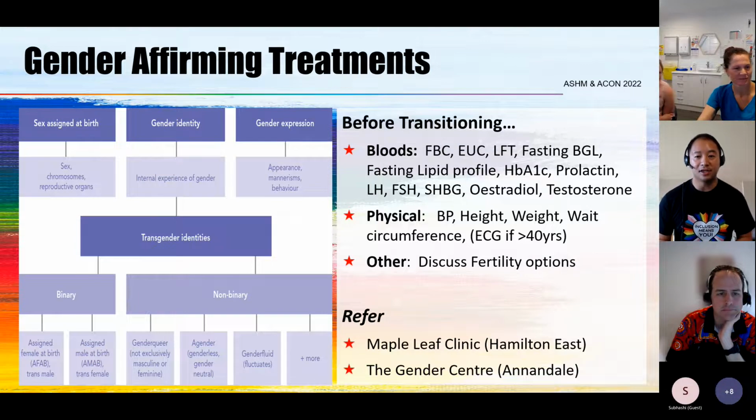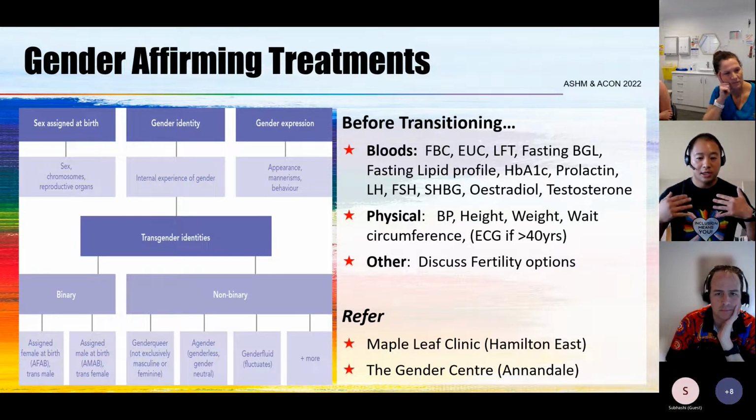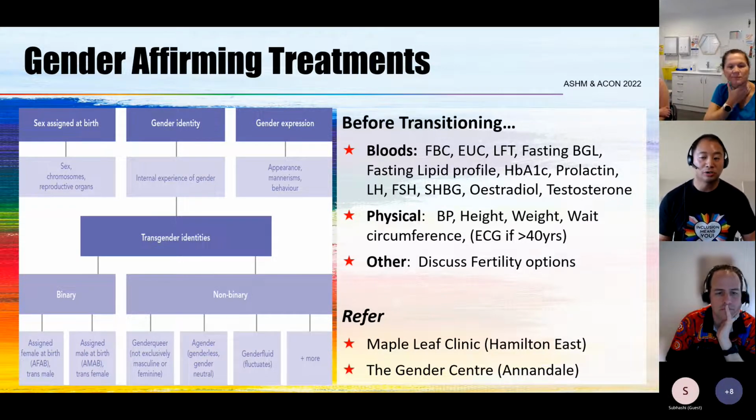But once you get past that, you can understand, okay, sure. So with their expression, what can be done to help support that? And that's when we talk about social transition, and social affirmation. That's when the person comes out to their peers that they are of a different gender to what they were born to, and is accepted by their peers as that gender. So that's what we talk about as social affirmation.